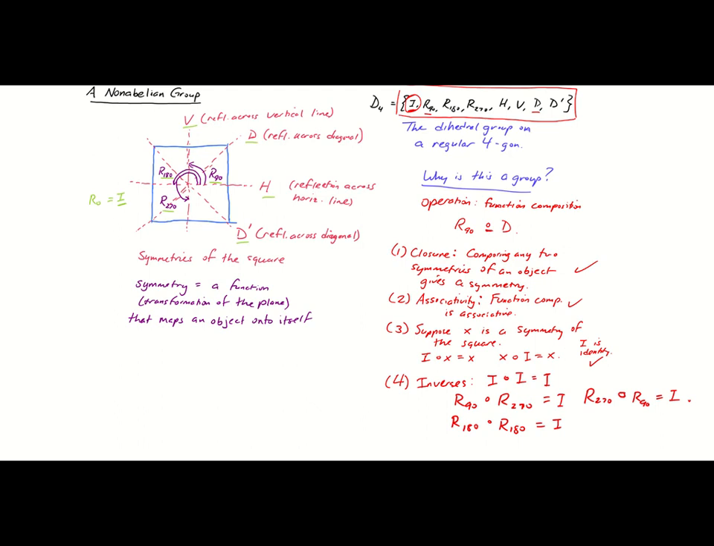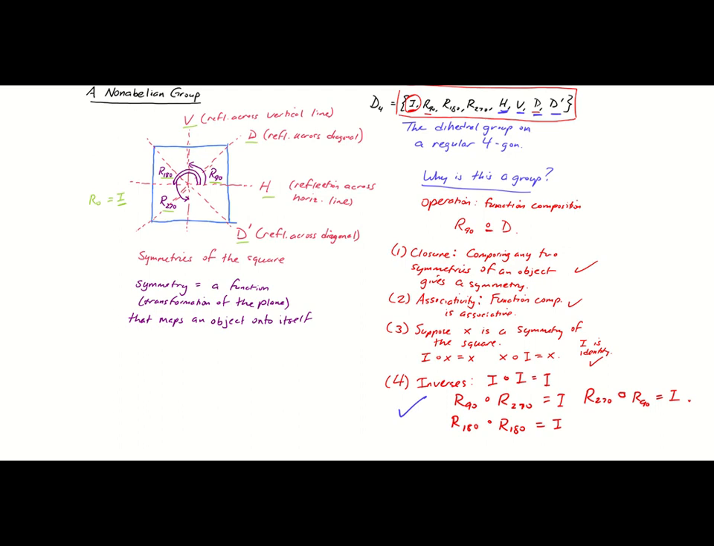And as a matter of fact, all of the reflections, H, V, D, and D prime, each of those composes with itself to give the identity because, well, what happens if I perform a reflection and then perform the same reflection again? Then I get back to the position I started in. So each of those is its own inverse. So I think I can verify just by checking that each element has its own inverse. Sometimes the inverse is itself, sometimes it's something else.